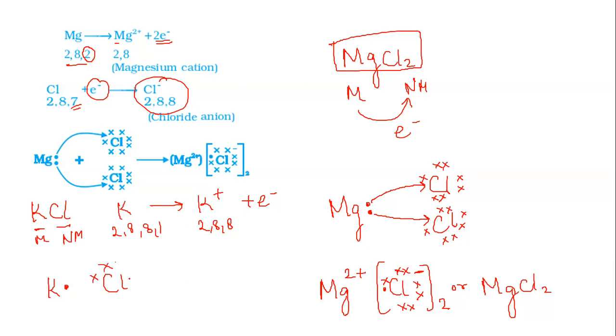So 7 crosses. Yes. So potassium will donate 1 electron. It will give its 1 electron to chlorine. It will form K+, and Cl will now have 8 electrons. It will become Cl-. So this is how you have to show the formation of ionic compound. Is it clear? Yes, ma'am.